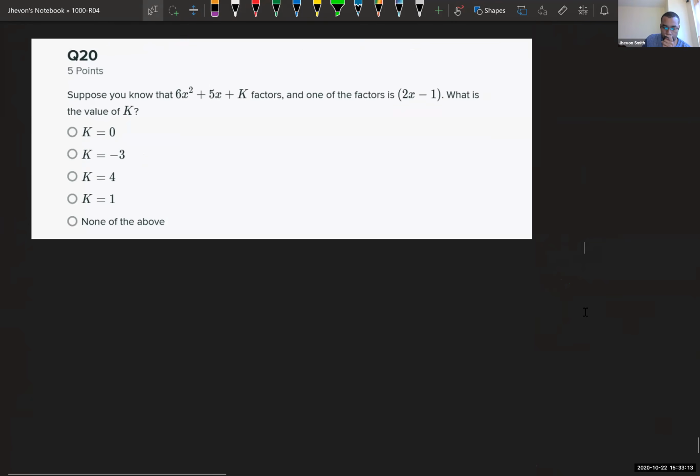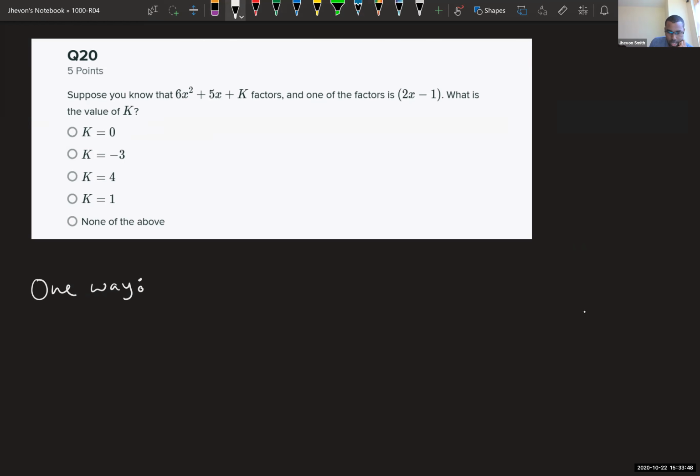Okay, suppose you know that this factors and one of its factors is 2x minus 1. What is the value of k? There are a couple ways to actually do this. You can just do brute force, just plug in these values for k and see if it factors, or you can be a little bit more sophisticated. Let's do the sophisticated way.